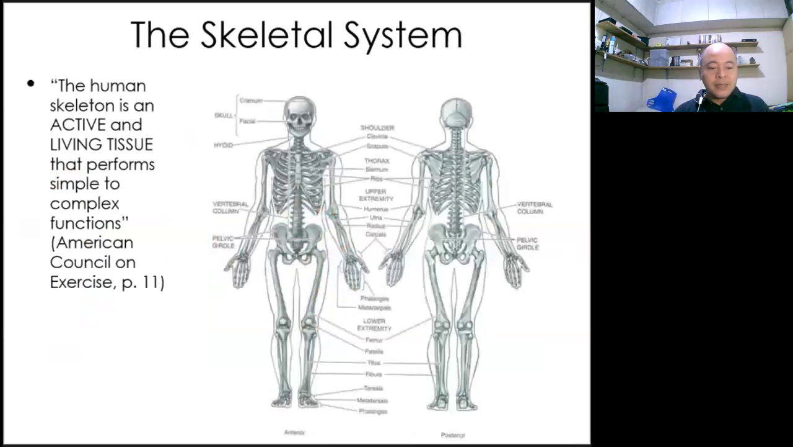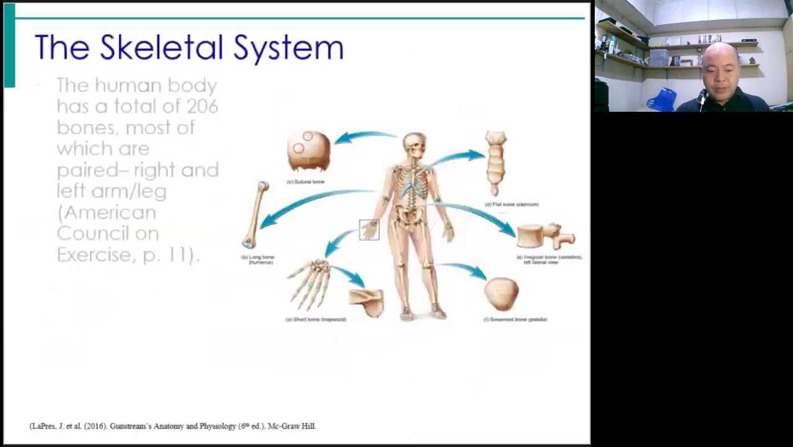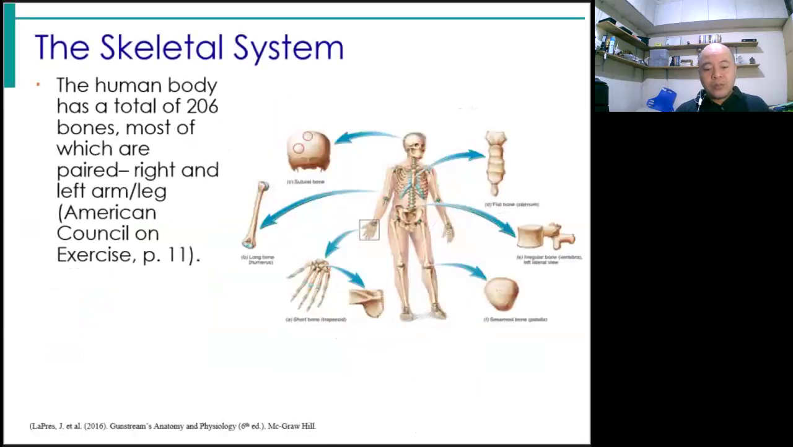The skeletal system is an active living tissue. It has simple to complex functions. We have a total of 206 bones, and usually they are located left and right. Now we have, for example, the sternum, which is just one piece of bone, but most of the other bones have a left and right.